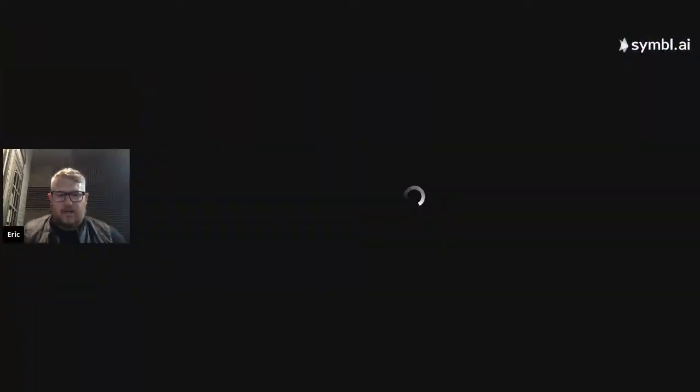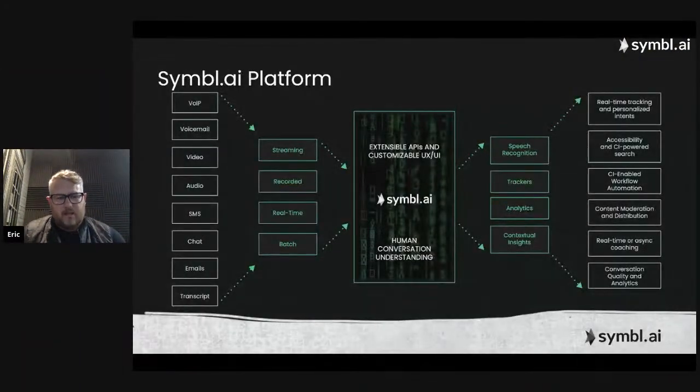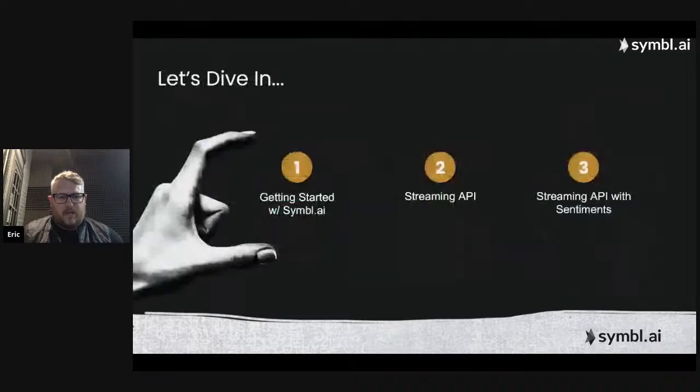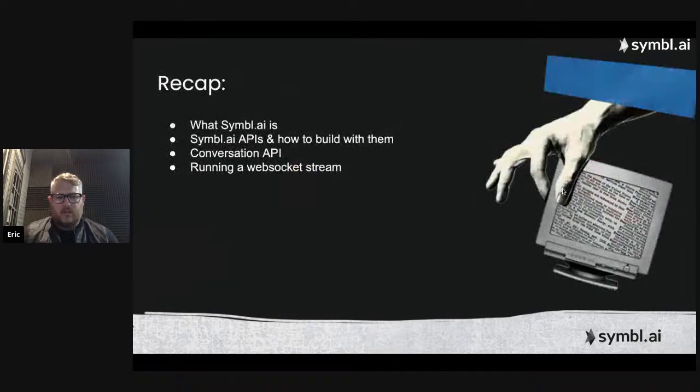What you see here in terms of our platform is a schematic roadmap for ideation. You may be wondering what you can do with Symbl.ai. We're going to talk about what you can do with Symbl.ai after we do a couple of demos with the WebSocket. So basically, we're going to move from getting started with Symbl.ai that Akansha covered. We're going to go into the streaming API, and then we're going to go into the streaming API with sentiments.